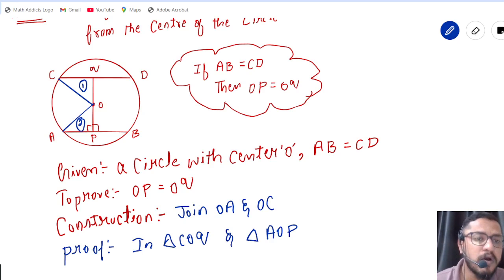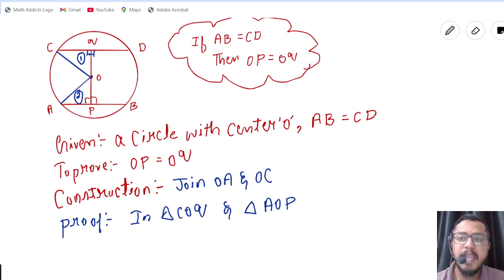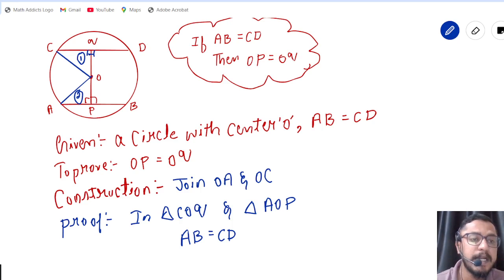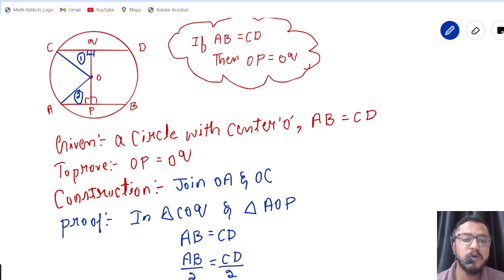Now how are we going to prove the congruency? See, mark this as 90 degrees. For this we will be using the first theorem as well. What is given? AB is equal to CD, meaning the chords are of equal length. Now you want to get CQ, or you want to get AP. From AB, if you want to get AP, what do you have to do? You have to divide by 2 on both sides. So AB by 2 is equal to CD by 2.